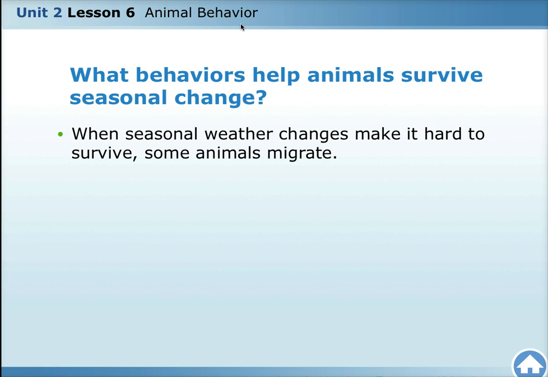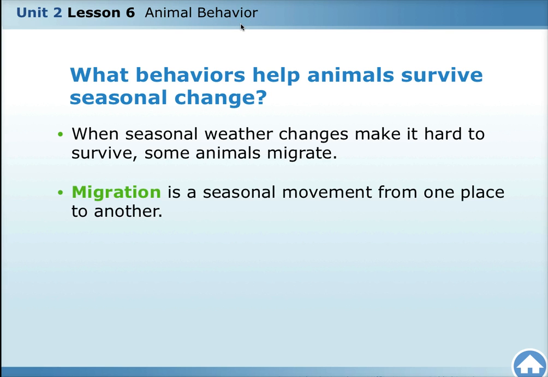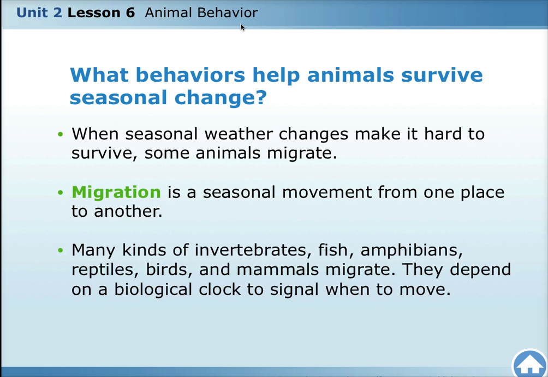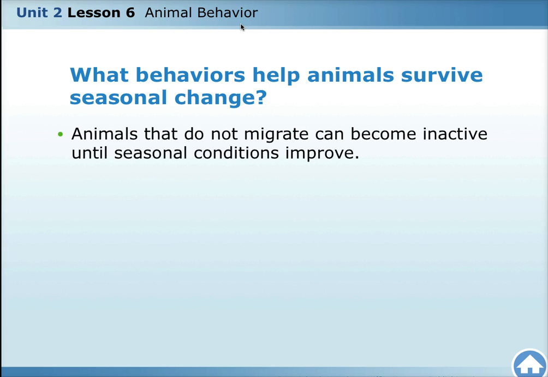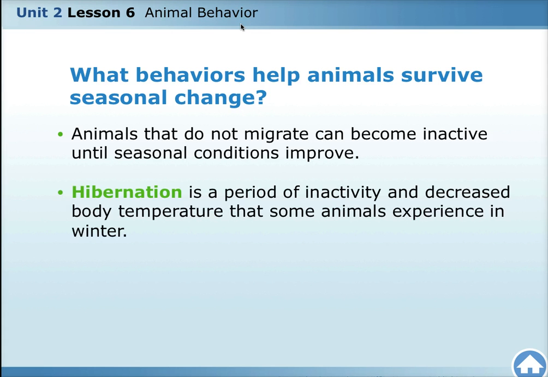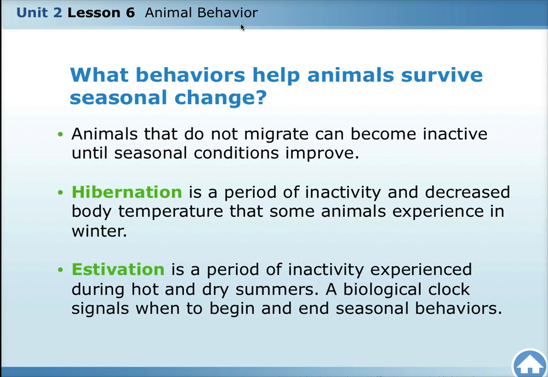When seasonal weather changes, it makes it hard to survive. Some animals migrate. Migration is a seasonal movement from one place to another. Many kinds of invertebrates, fish, amphibians, reptiles, birds, and mammals migrate. They depend on a biological clock to signal when to move. Animals that do not migrate can become inactive until seasonal conditions improve. Hibernation is a period of inactivity and decreased body temperature that some animals experience in the winter. Estivation is a period of inactivity experienced during hot and dry summers. A biological clock signals when to begin and end seasonal behaviors. So hibernation is during the cold winter, and estivation is during the hot summer.